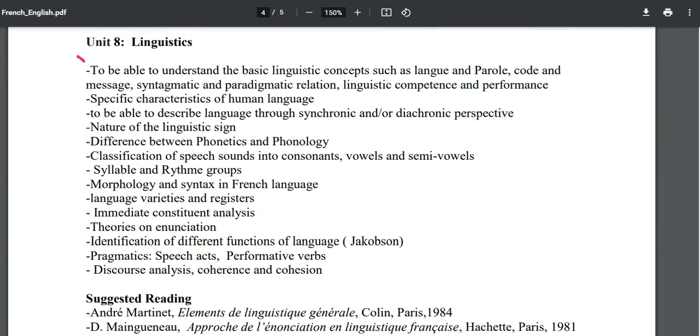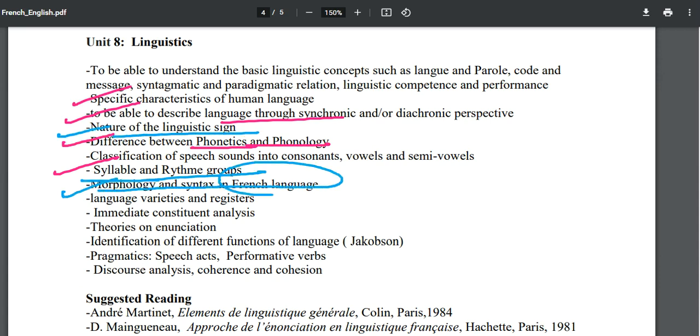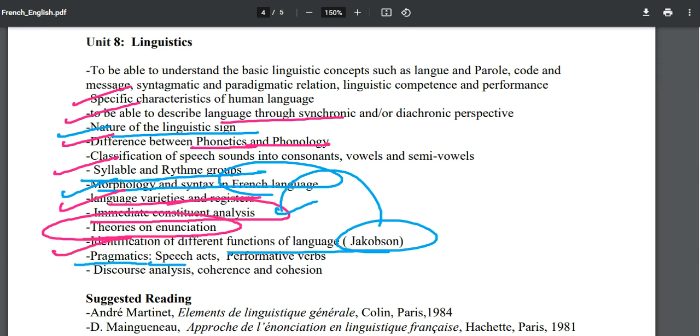And then the linguistics, to be able to understand the basic linguistic concepts such as langue and parole, code and message, syntagmatic and paradigmatic relation, linguistic competence and performance, specific characteristics of human language, to be able to describe language about the phonemes and all that, syllable and rhythm group, difference between phonetics and phonology, what is the difference, nature of the linguistic sign, morphology and syntax in French language, how it is affected, language varieties and registers, immediate constituent analysis, theories on enunciation, identification of different functions of language, Jakobson, then pragmatics, speech acts, performative verbs, discourse analysis, coherence and cohesion. Alright, all these will fall under unit number 8.